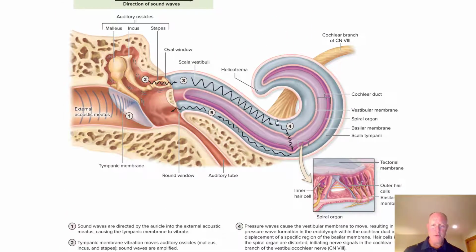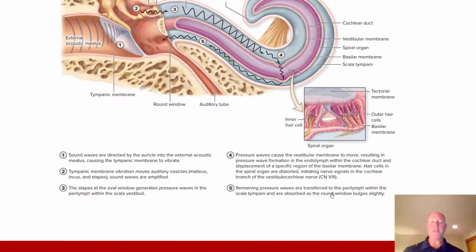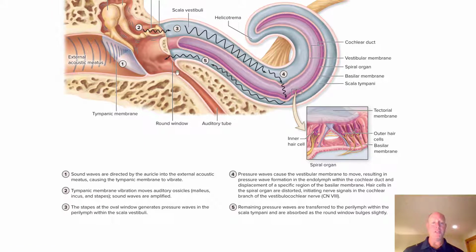And then the remaining pressure, for step 5, comes back through here. Remaining pressure waves are transferred to the perilymph within the scala tympani and are absorbed as the round window bulges slightly, the round window here.